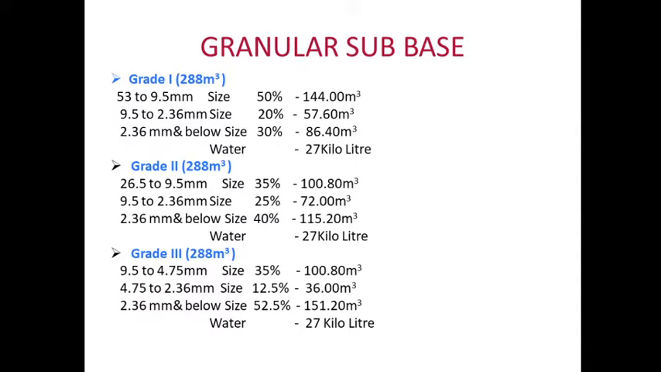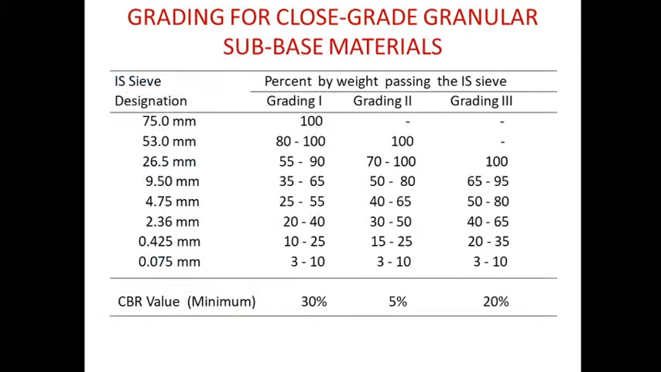Next, the grading for close graded granular subbase material, the aggregates collected for preparing granular subbase: passing 75 mm 100%, passing 53 mm size 80 to 100%, passing 26.5 mm size sieve 55 to 90%, passing 9.5 mm size 35 to 60%, and so on.